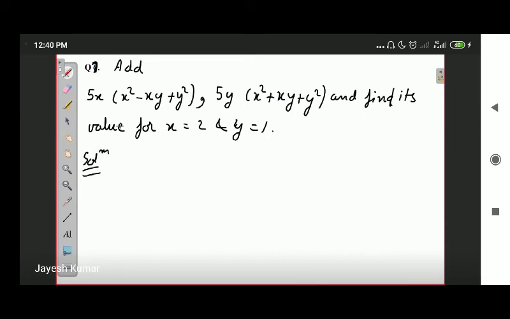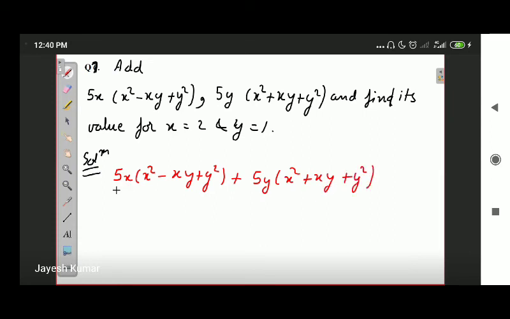We will write it properly once more. This will be 5x(x square minus xy plus y square). This term is to be added with 5y(x square plus xy plus y square). First of all we will simplify this term. After that we will simplify this term, because according to BODMAS, first of all we have to do multiplication. After that we will do addition.